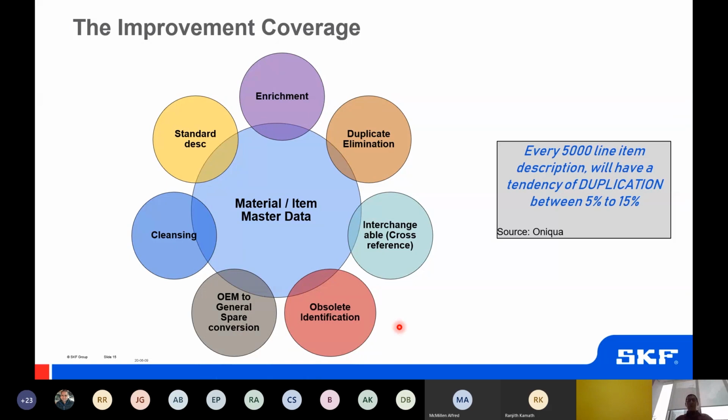And then just to give you the idea, in 2004, I read a statement from Oniqua, which has now been bought by IBM. They say that for every 5,000 line item descriptions, we always have a tendency of duplication between 5% to 15%. So you can come back to your organization and see how many material master line items you have within your SAP, Maximo, JDE or Ellipse, right? Then you can consider, okay, this is the tendency of duplication between 5% to 15%.